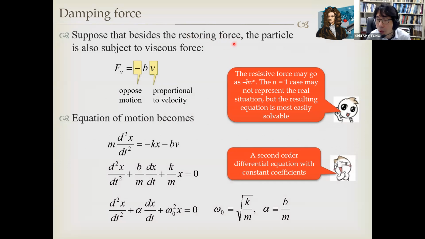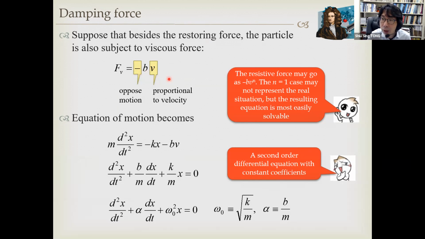Now, suppose besides the restoring force, which is typically the force of the spring, the particle is also subject to a viscous force. I think you already are very familiar with this equation. The viscous force is proportional to the velocity. So if you move with a larger velocity, you get a larger resistance, right? It is in the opposite direction to the velocity, so you get a minus sign here. The proportional constant is B.